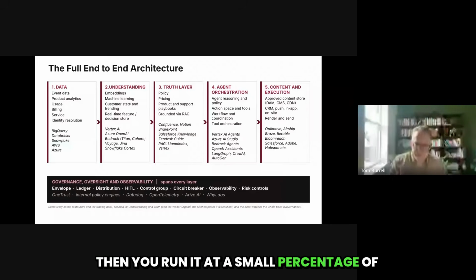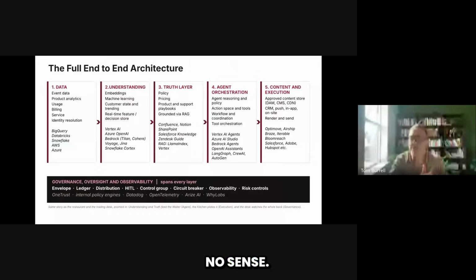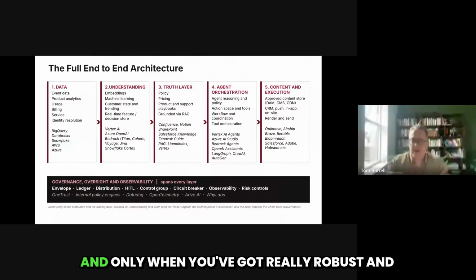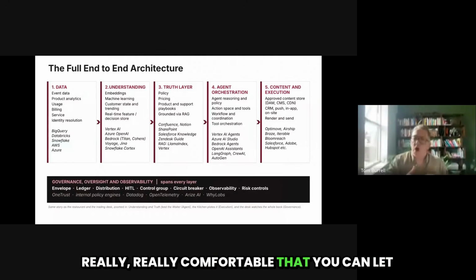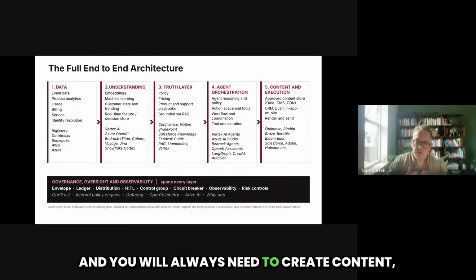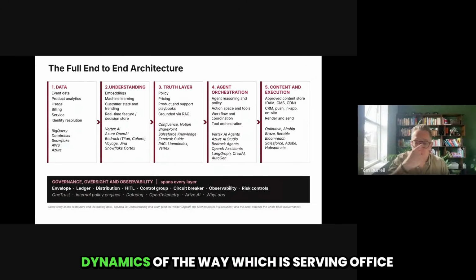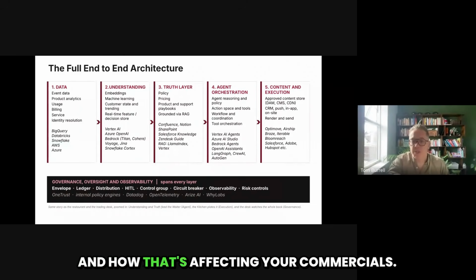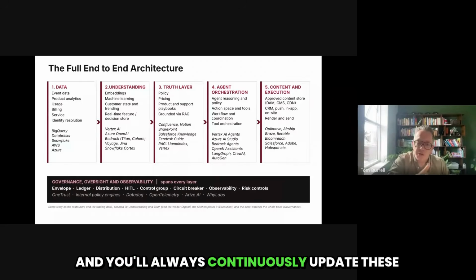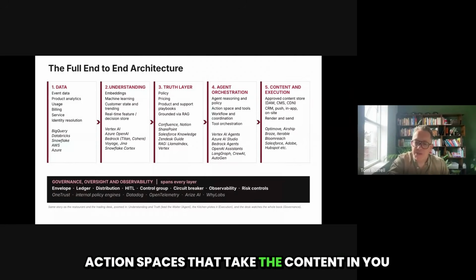And then you run it at a small percentage of the base, and you make the decisions that make sense. If you spot problems, you roll back again. Only when you've got really robust and really, really comfortable do you let the agent continue. And you will always need to create content. You need to re-ingest content as your product and business changes. You'll change rules. You'll understand the dynamics of the way in which it's serving offers and how that's affecting your commercials. And you'll continuously update these action spaces and update the content engine to make this work.